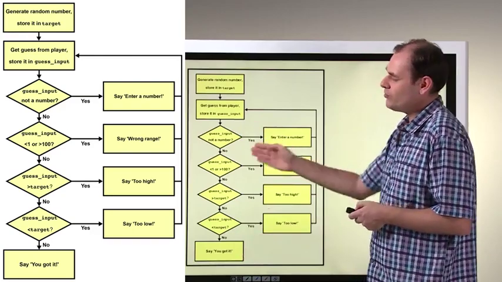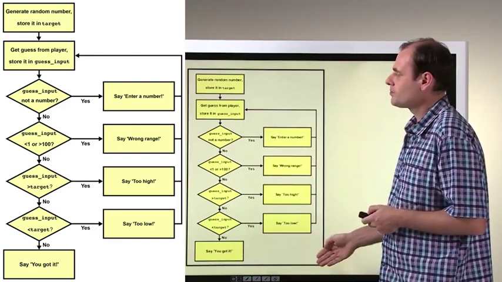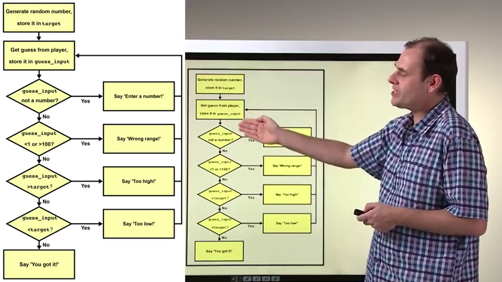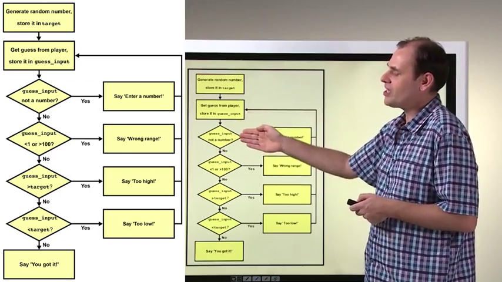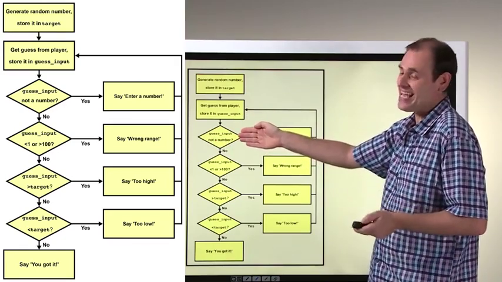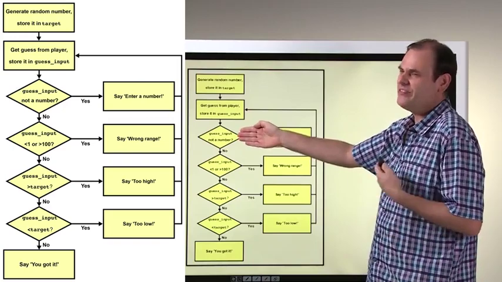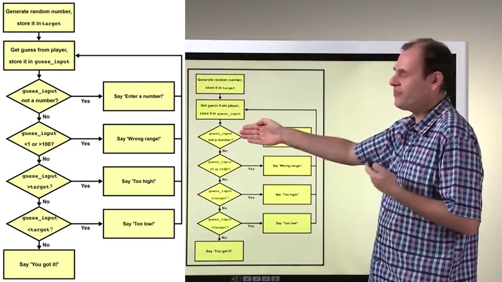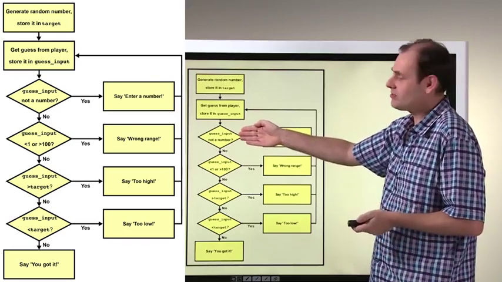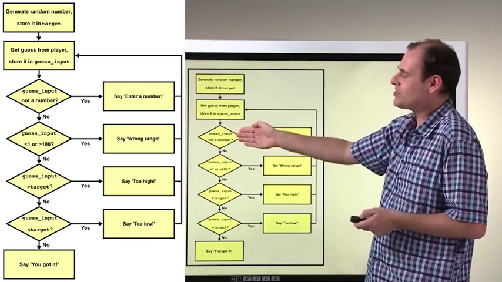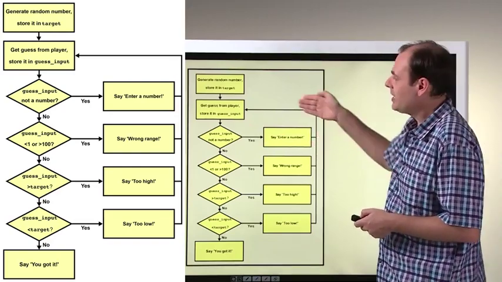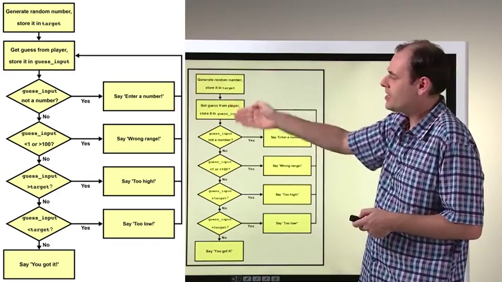Okay, but there's several situations where it could fail. So let's look at the first one. Let's look at what the person typed in. Is what the person typed in not a number? This is a number guessing game. They can't type in infinity or something like that, or text. They cannot type in text. Okay, so if they type in text or something silly, then give them some feedback, enter a number, and then we loop back.